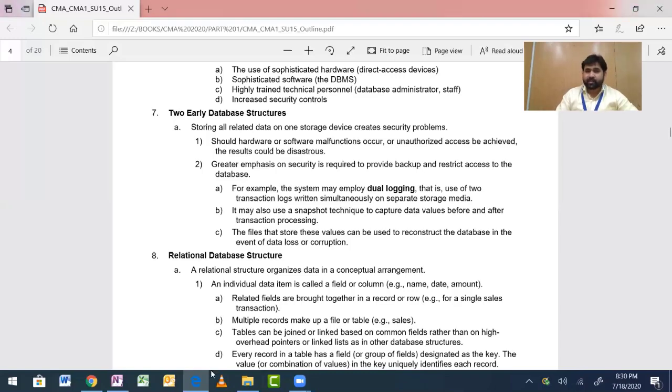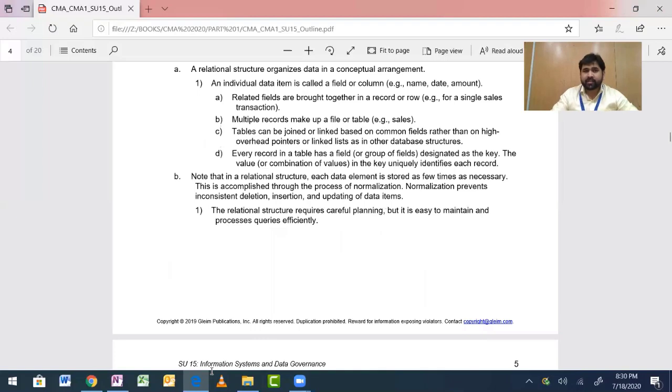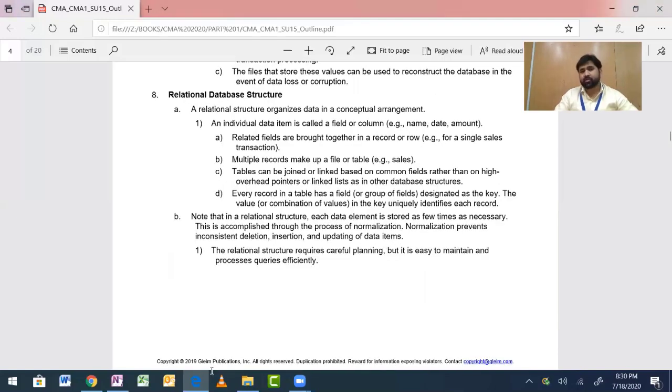Relational database structure. A relational structure organizes data in a conceptual arrangement. Okay, relational, right? So obviously it will be in a relative format where one thing will relate to another, and there will be something which will make sense. There will be a logical pattern. See, the individual data item is called a field or column. Related fields are brought together in a record or row.